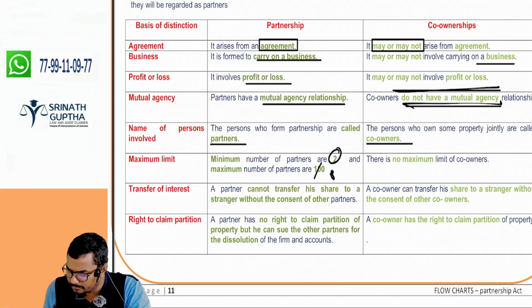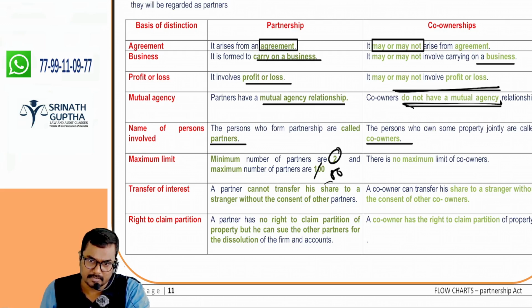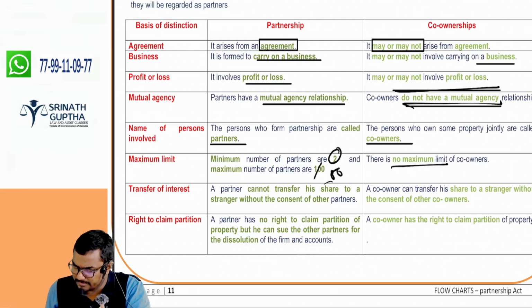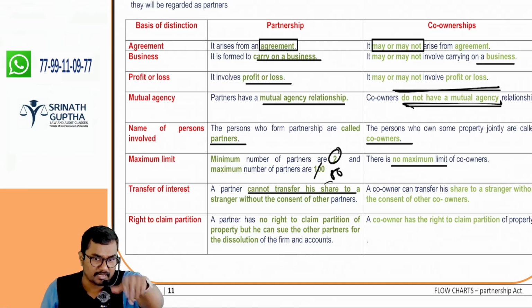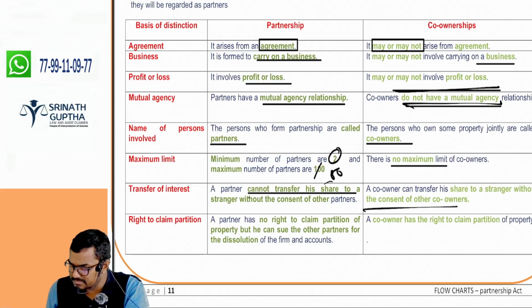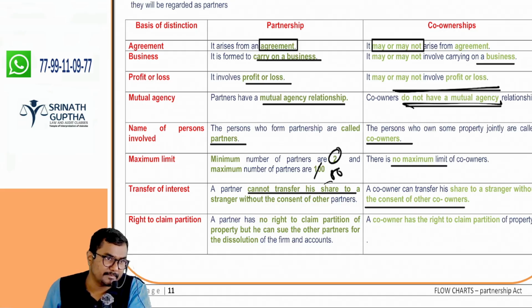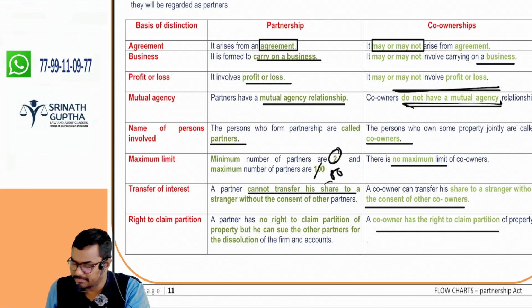Minimum 2, maximum 50. As per section 4 it is 100, but as per the rule it is 50. Rules will override the section. Here there is no limit on how many co-owners there can be. A partner cannot transfer his share to a stranger without the consent of all other partners. A co-owner can sell his share to anyone. A partner cannot demand his share of property while in the partnership firm, but a co-owner can ask for partition of the property.